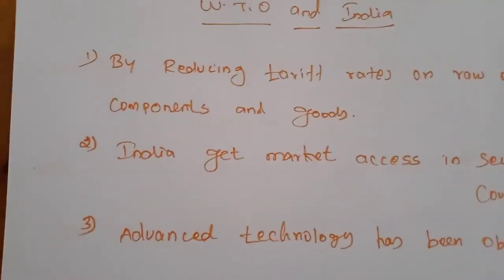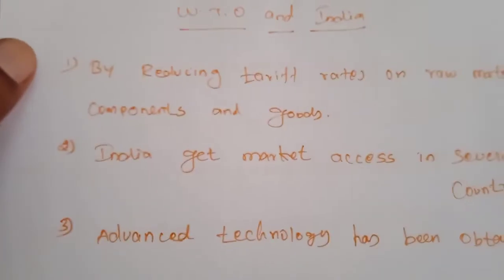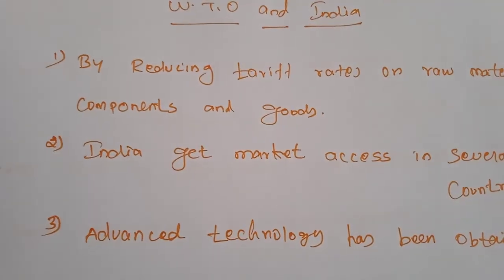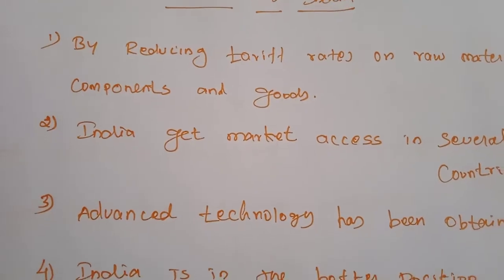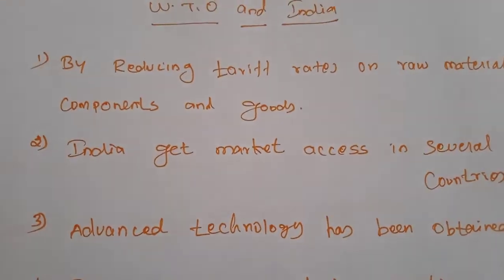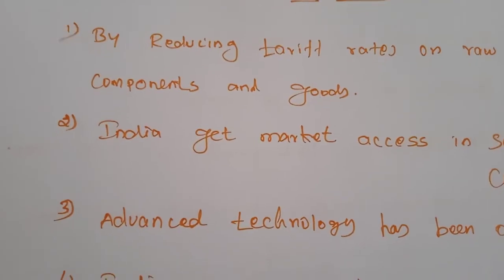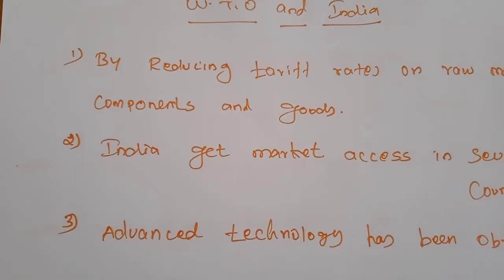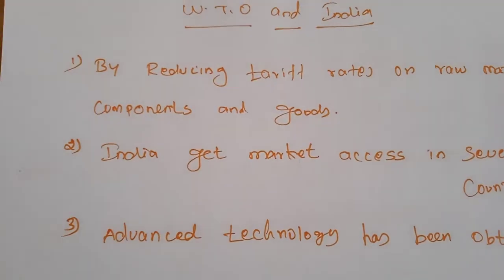For the purpose of improving the development requirements, India got many advantages by reducing the tariff rates on raw materials, components, and capital goods. So after the World Trade Organization reduced the tariff rates on raw materials, components, and capital goods, India was able to import more to meet her development requirements. So now India's imports go on increasing.